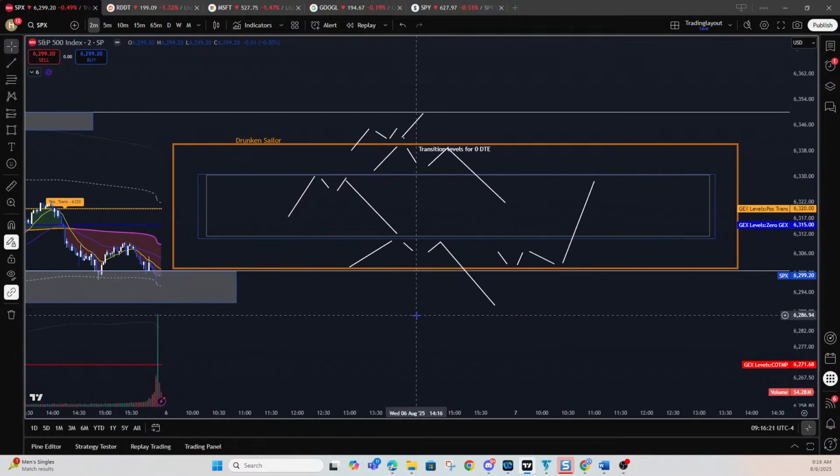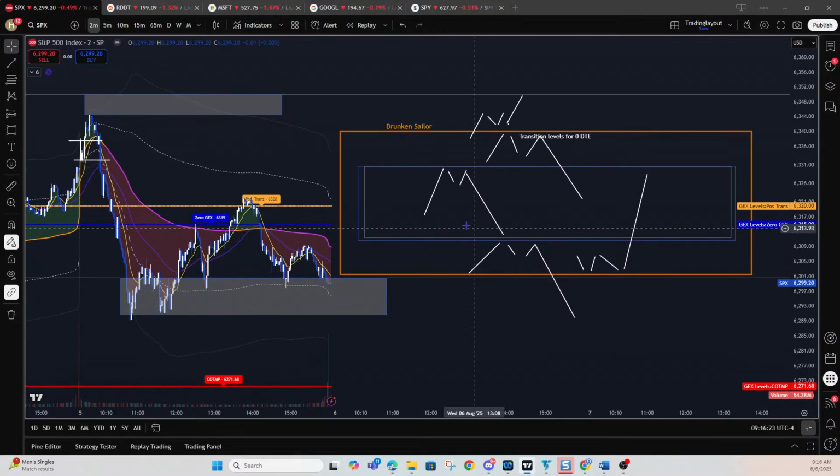So moving on to today, this is kind of our if-then scenarios. If we're opening within overall transition around 63.15, a possible drive to the upside, this would be the first test and a possible area to short, and then a move back down towards the bottom of transition or through transition to the bottom of the drunken sailor range.